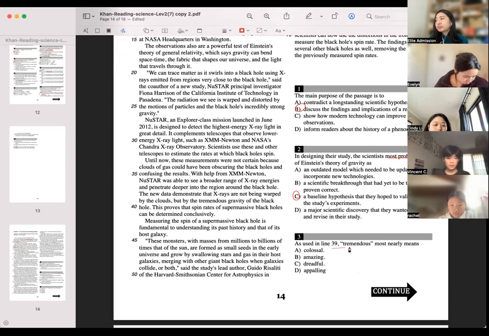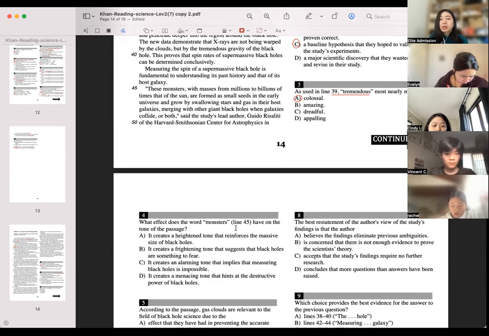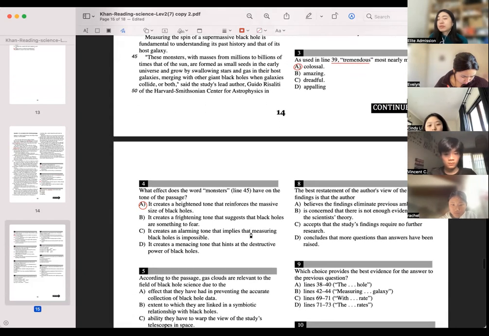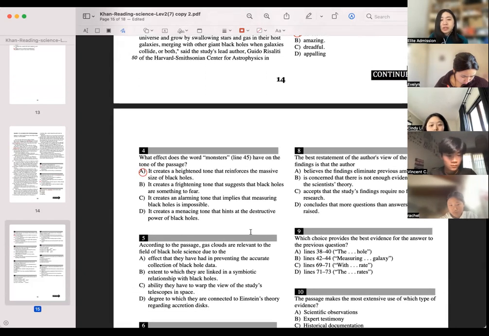29. The question is very tremendous here, right? It means very big, gigantic. And then question 4 here, the answer will be A as well. Monster. The other answer is just wrong. Okay. Question 5. The answer is A.